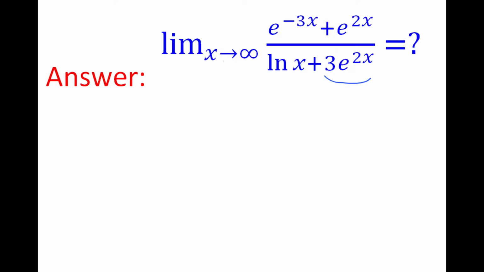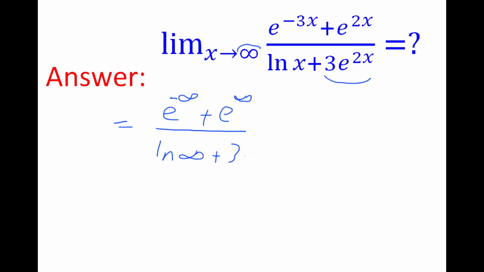Well, first of all, if you put infinity instead of x, what we're going to have is e to the power of negative 3 times infinity. Of course, it's going to be negative infinity, right? Plus e to the power of infinity, divided by ln infinity plus 3 times e to the power of infinity. And this part is going to 0. Why? Because this is 1 divided by e to the power of infinity actually, and e to the power of infinity goes to infinity.